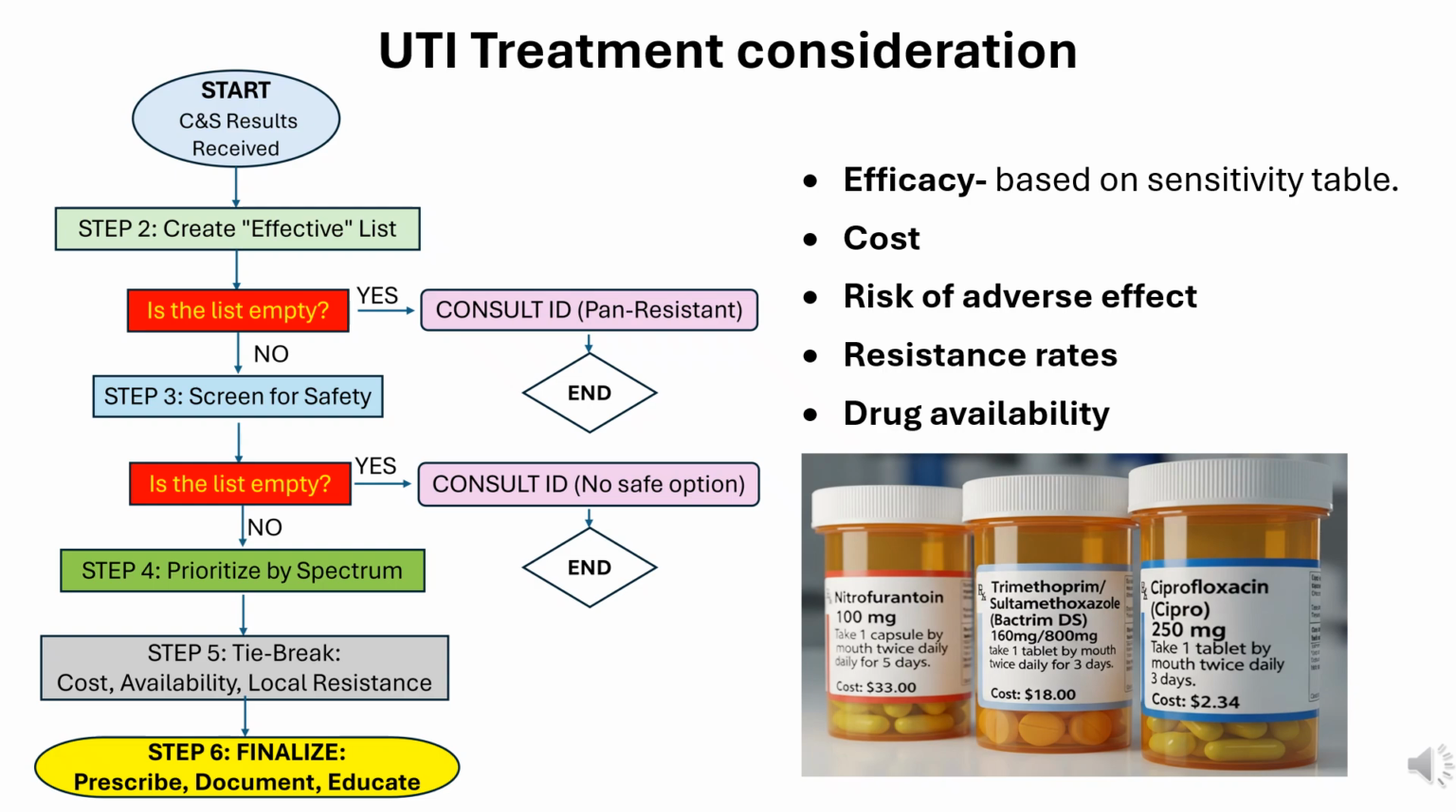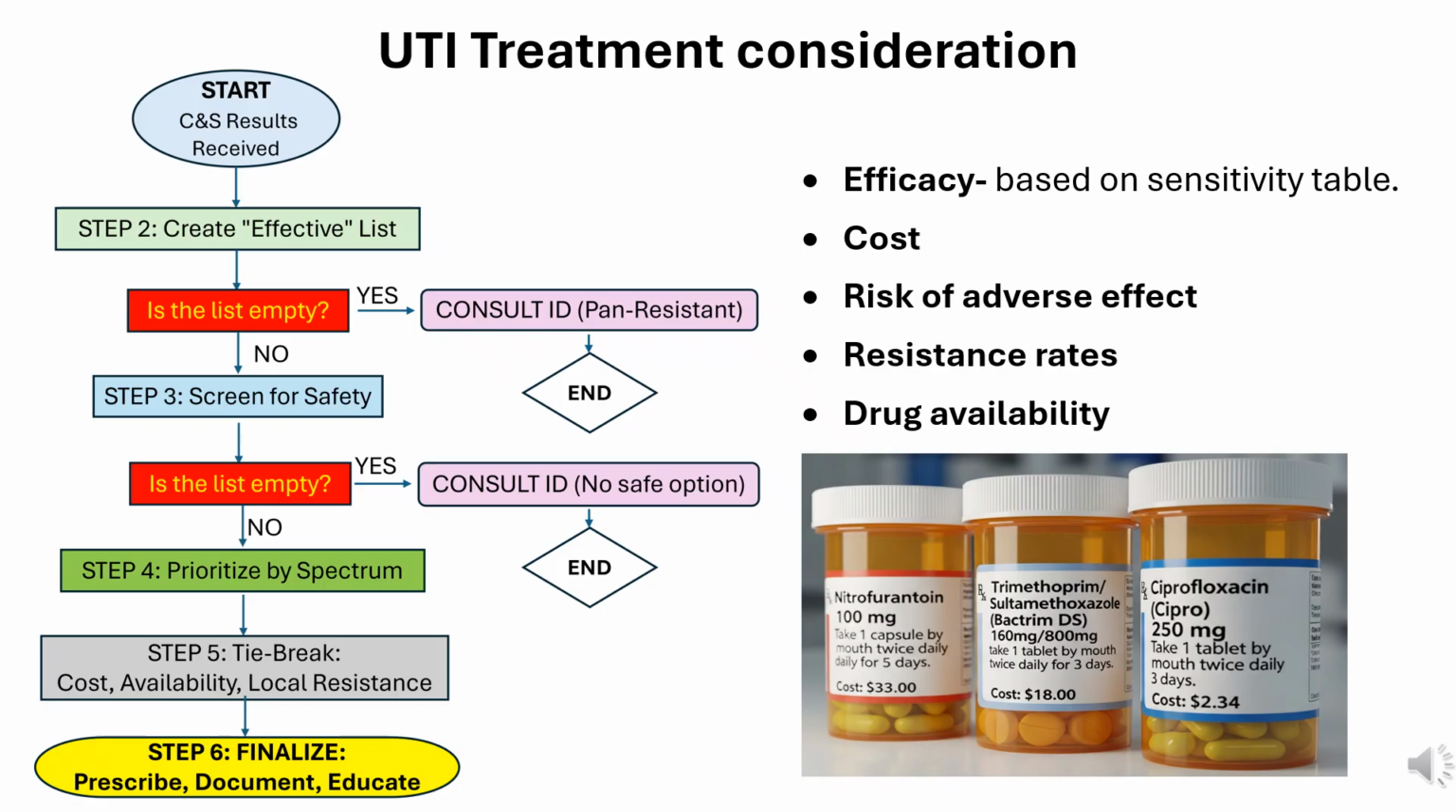Treatment considerations for UTI. When a urine culture and sensitivity report is available, the choice of antibiotic is not just about picking a drug to which the bacteria is sensitive. It requires a balanced evaluation of several key factors. 1. Efficacy, based on sensitivity table, is the foundation. The sensitivity report is the starting point. It tells you which antibiotics are likely to kill the organism.